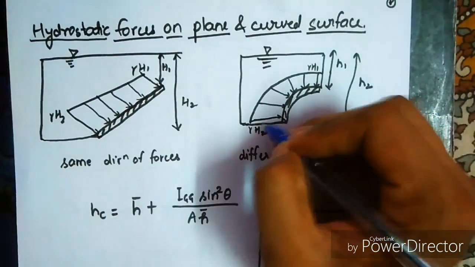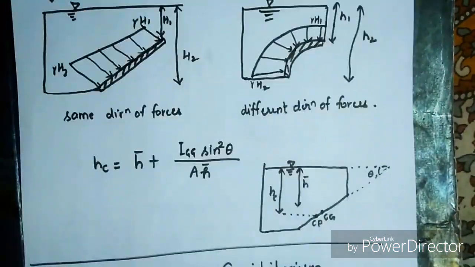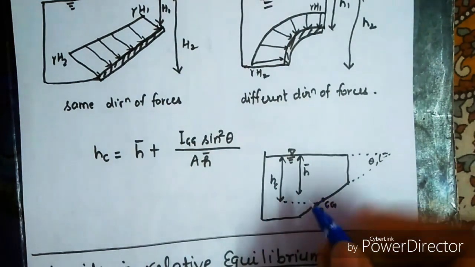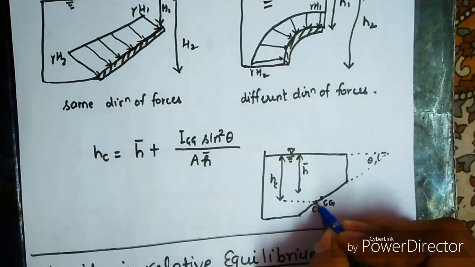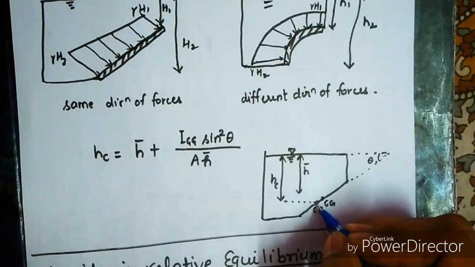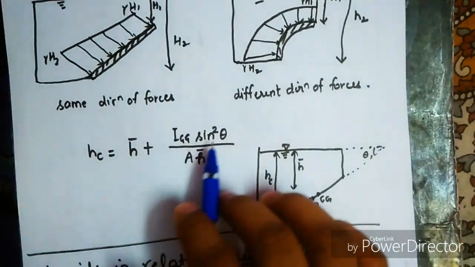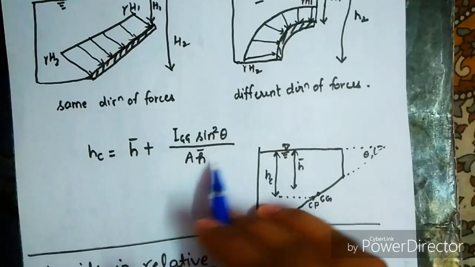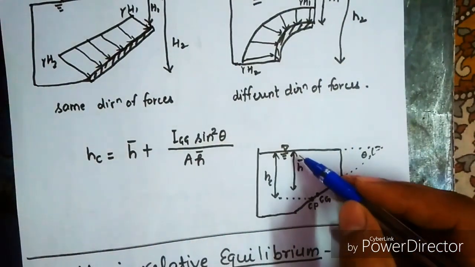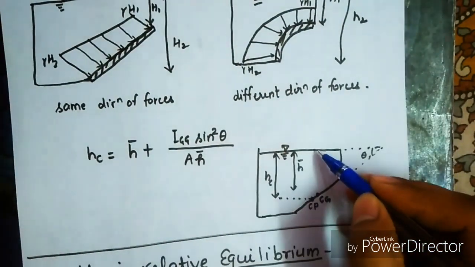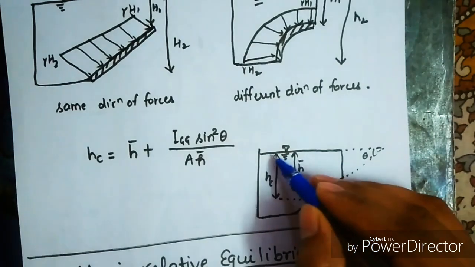We can see it here, gamma h1 to gamma h2. Okay, if we have to find out the center of pressure, at which depth we are having the center of pressure, then we can use this formula: S equal to h bar plus I_GG sin square theta upon A h bar. H bar is the height of the CG from the top surface of water.